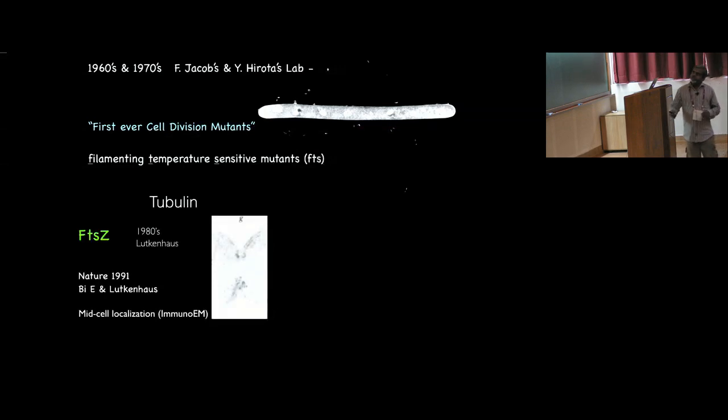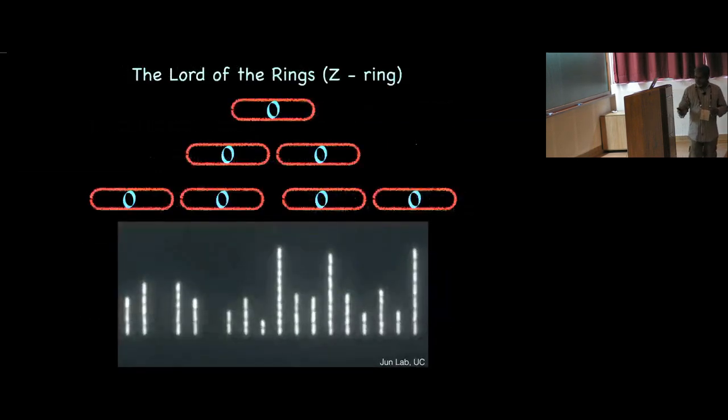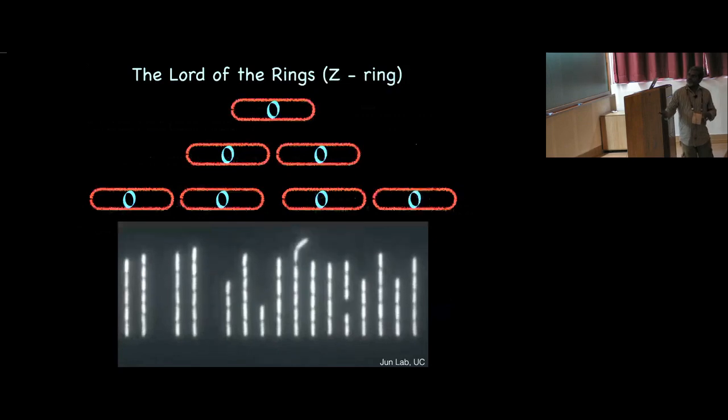And from the 60s through the 80s, the gene itself was identified. In the 90s, they showed that it localizes to the mid-cell site and is probably involved in cell division in bacteria. And it had similarity to tubulin: it formed a polymer, and it had GTPase activity, GTP binding, all the biochemical things. So in summary, this is what is needed for these bacteria to divide.